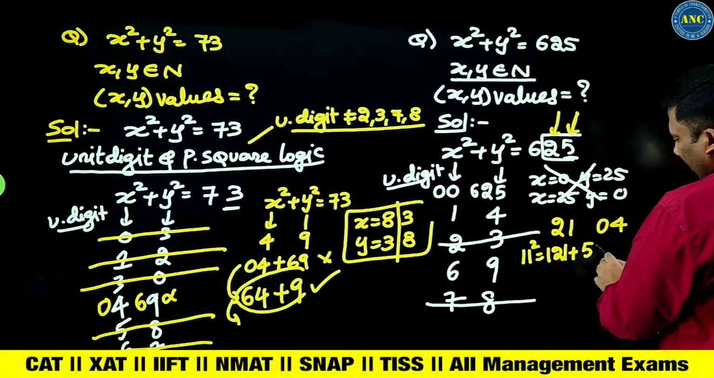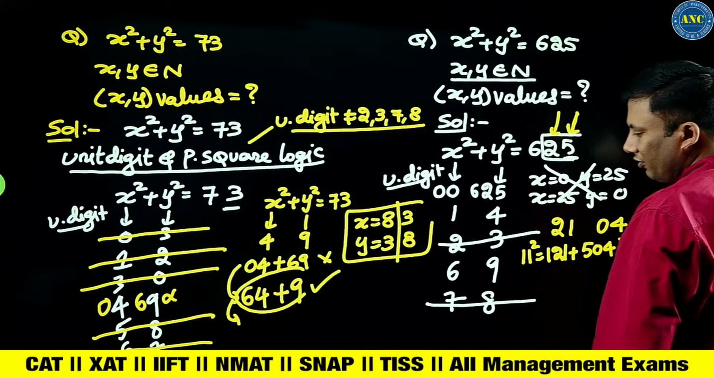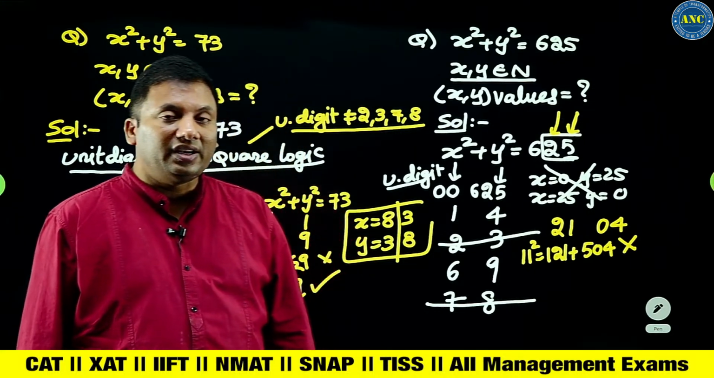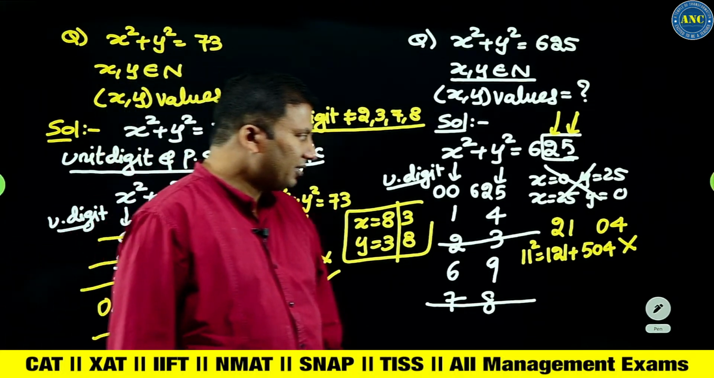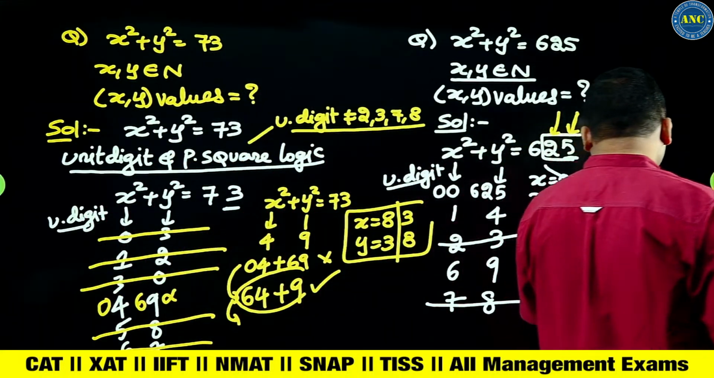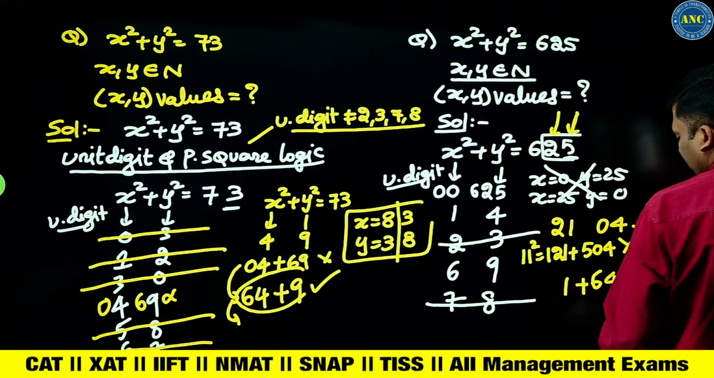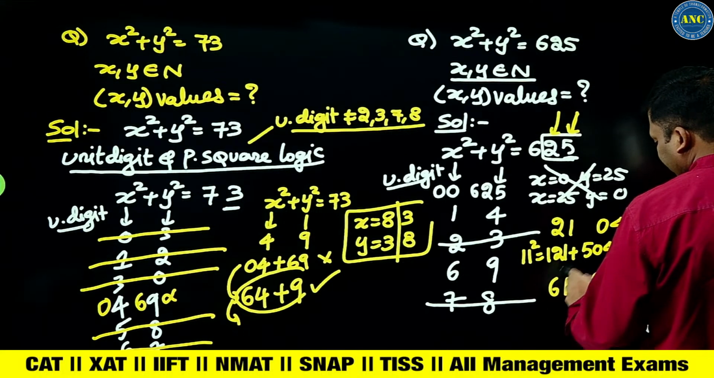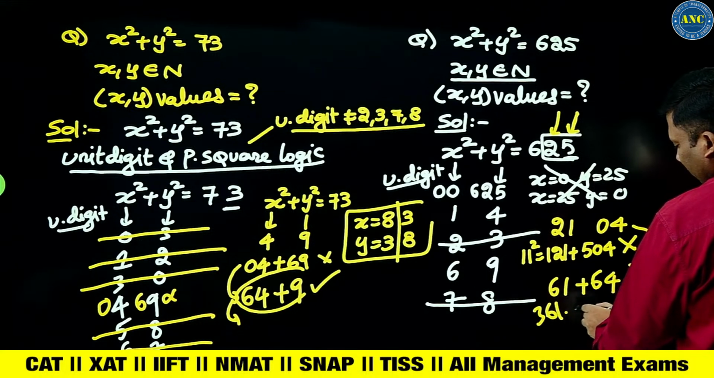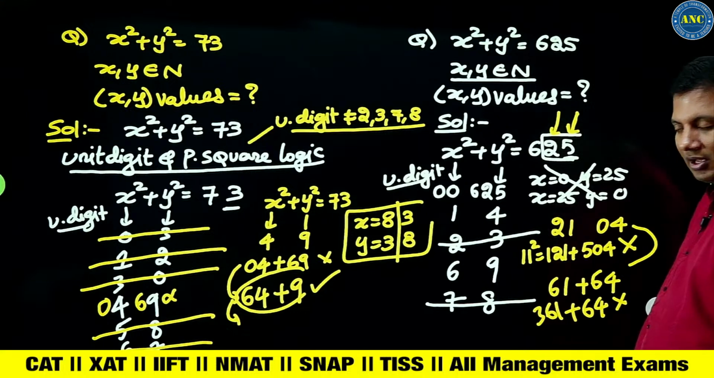121 plus 504 is 625. 504 is not a perfect square. 22 square is 484. 23 square is 529. This cannot be 04 plus 21. Next case. What is the next perfect square? 64 plus 61. 19 square is 361. 8 square is 64. These also are not happening. Are you all with me?